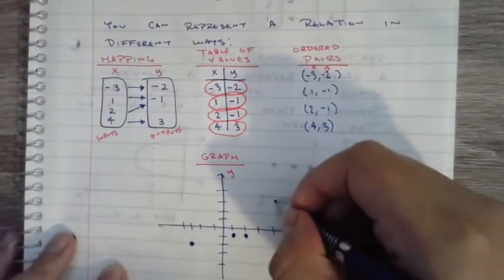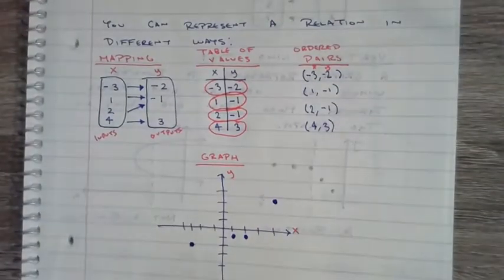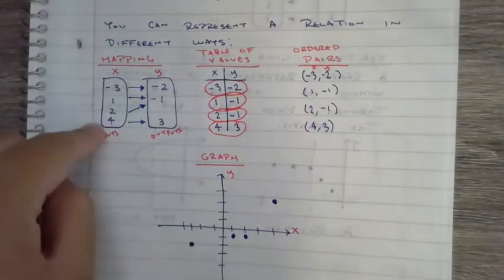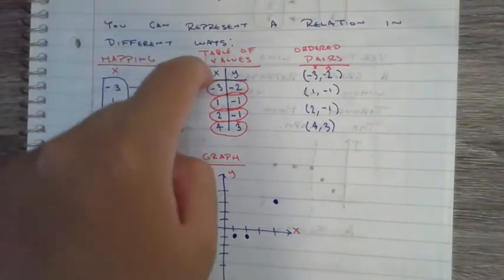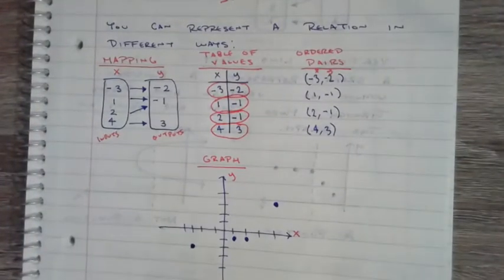So just a little quick review. You might be wondering, Mr. Rubio, why are we doing this? This is to show you that, again, relations can look different ways. Whenever they give you a relation, you might see it as a mapping, as a table of values, in ordered pairs, or as a graph. Okay? So keep that in mind, and then we'll continue from there. I'll give you a moment to write this down, and then we'll continue.